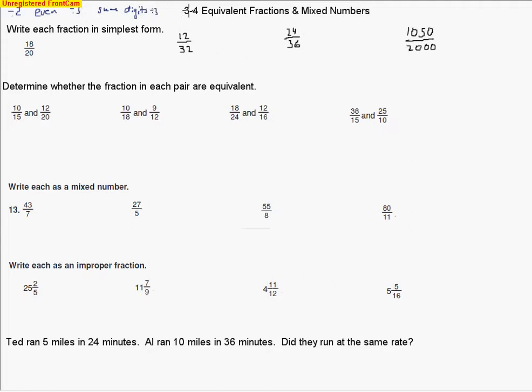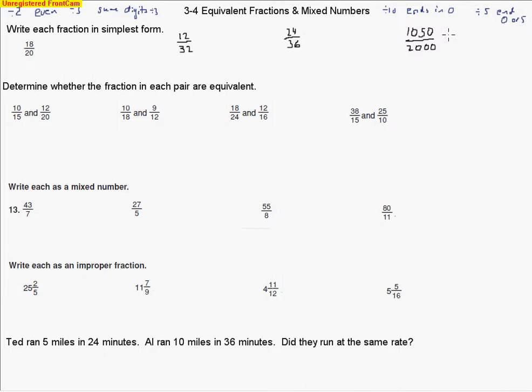Another rule would be 10. If we can divide by 10, we know that it ends in a 0. Or if we can divide by 5, it would end in either 0 or 5.